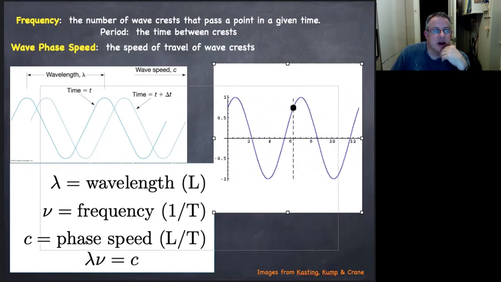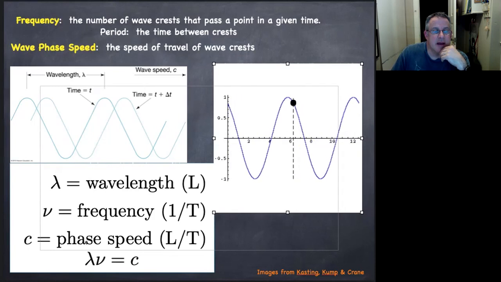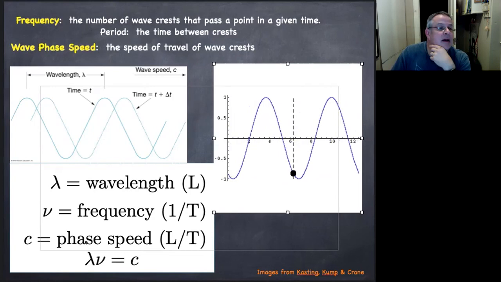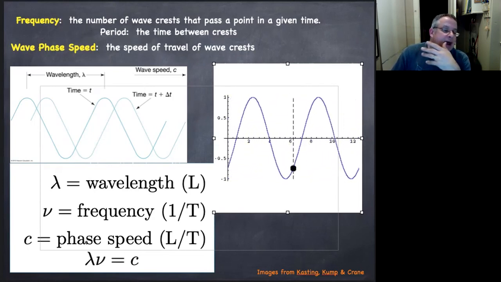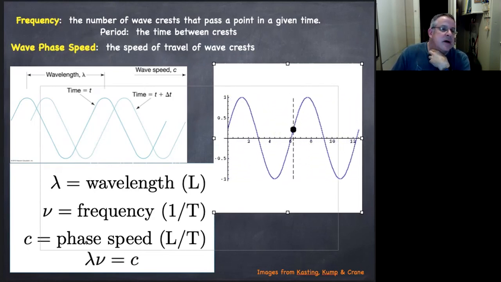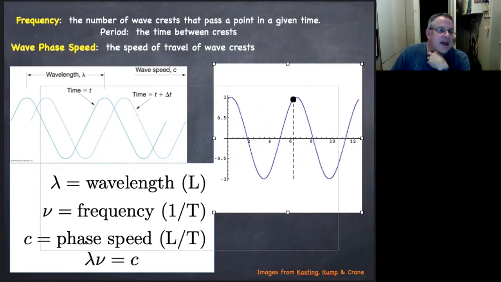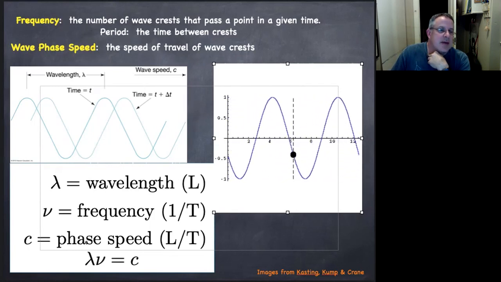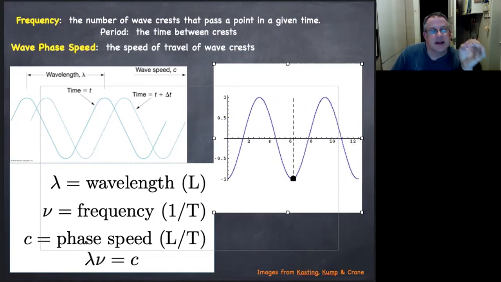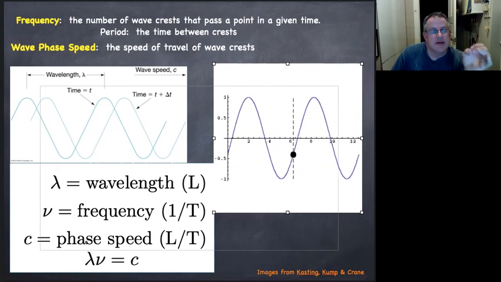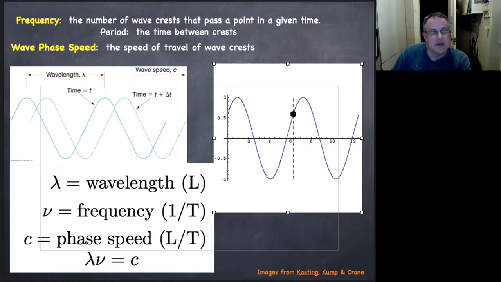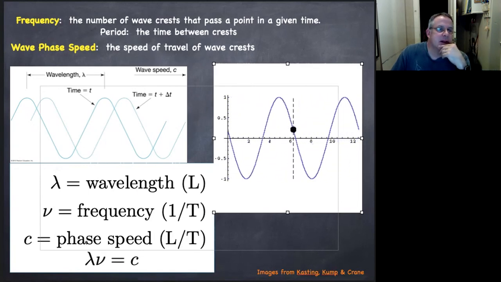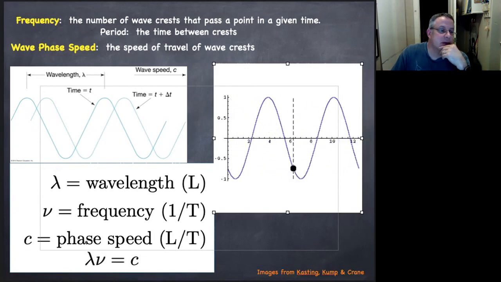So crest to trough to crest is called the phase of the wave. The crest phase, the trough phase, and then back to the crest again at a phase of 2 pi increments if you were using sines and cosines. The phase speed is the speed at which the crests or troughs propagate, the speed at which a particular phase goes. If you track that phase as it moves along, that's the phase speed. The number of wave crests that pass a point at a given time is the frequency, and the period is the time between the crests.